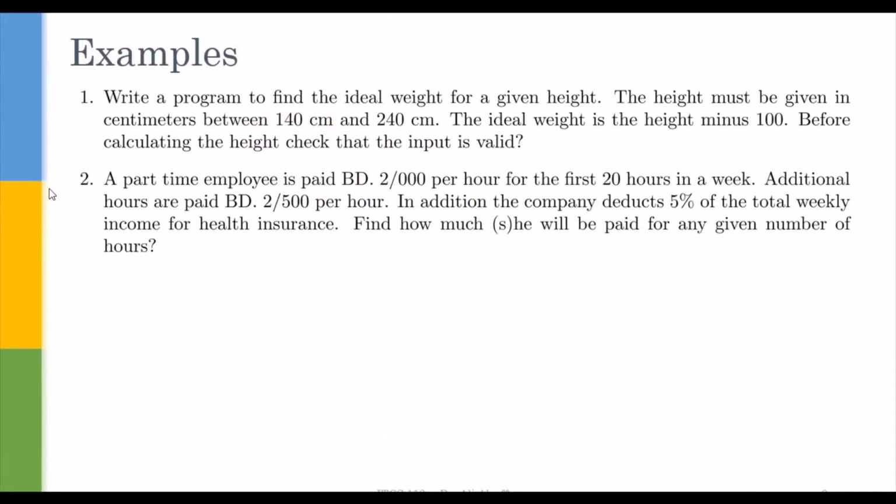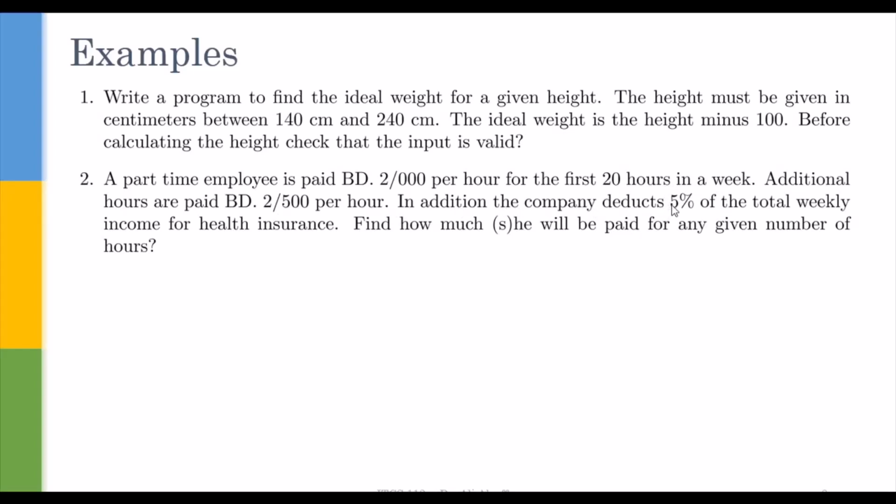Now in the next example, it says a part-time employee is paid 2 dinar per hour for the first 20 hours in a week. So for the first 20 hours, this employee is paid 2 BD per hour. Additional hours are paid 2.5 per hour. So if we have additional hours, then we have to pay 2.5.